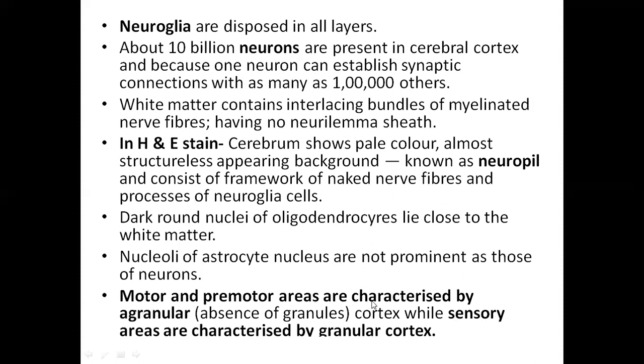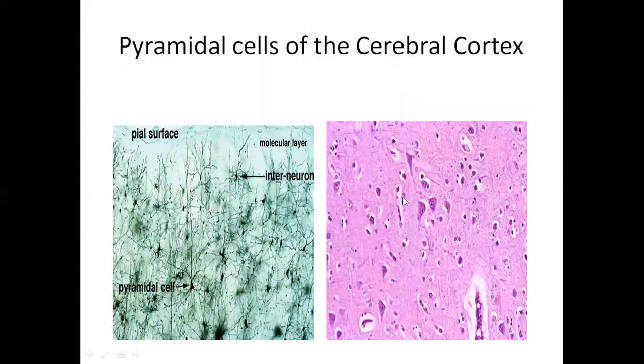Motor and premotor areas are characterized by agranular cortex, while sensory areas are characterized by granular cortex. This is H&E stain, which is not so clearly visible. These are silver impregnation methods which give better clarity of these layers of the cerebrum. We can see this pyramidal cell. These are interneurons. We have the molecular layer. The uppermost covering is the pia mater, which is one of the meningeal layers of the brain.